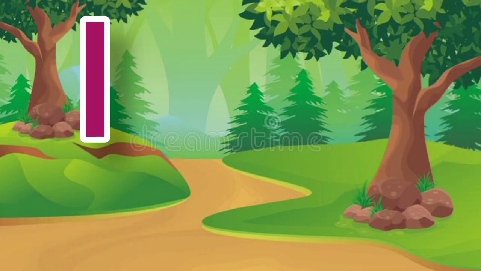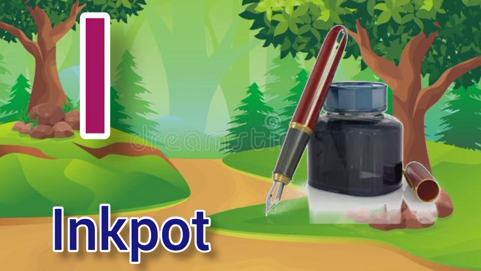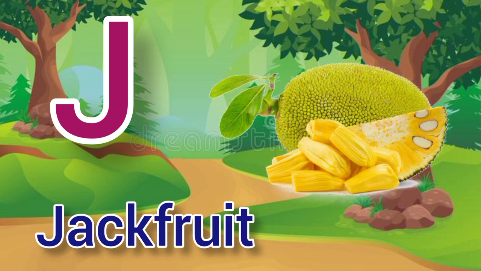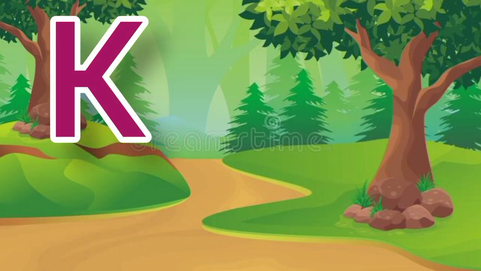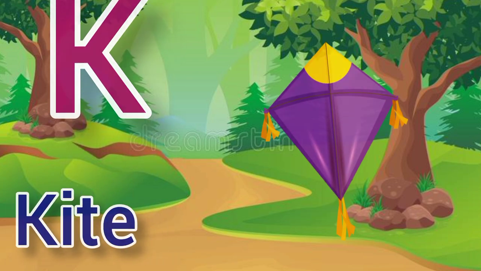I. I for ink pot. Ink pot means dawat. J. J for jackfruit. Jackfruit means kathal. K. K for kite. Kite means patang.